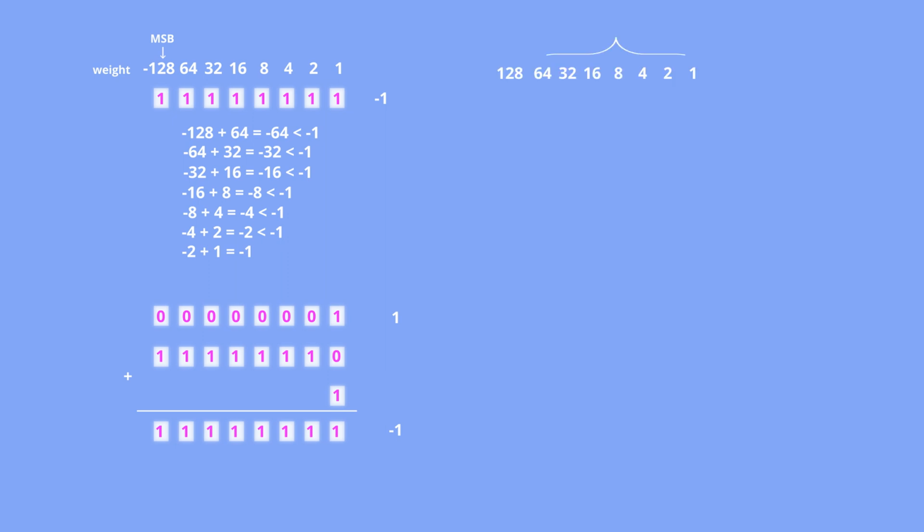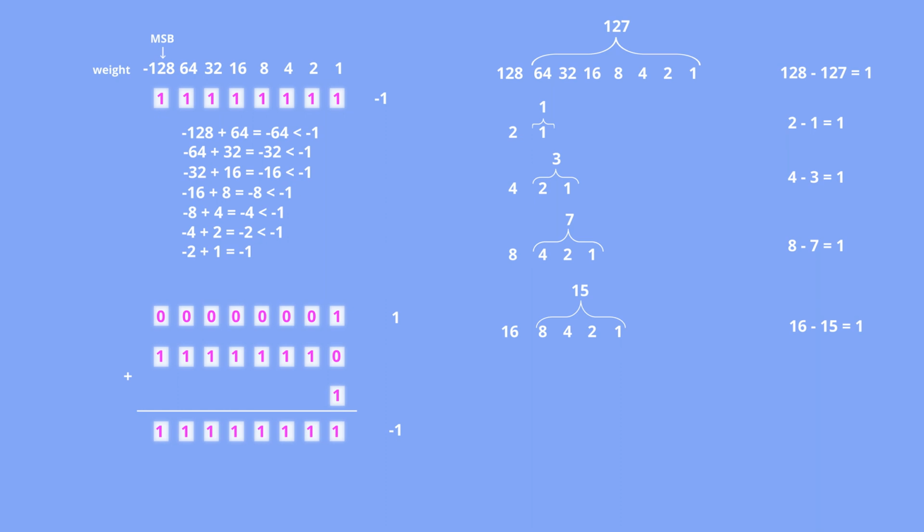The sum of all but the last weights is 1 less than the absolute value of the last weight. So 128 minus 127 equals 1. Actually, this is true for any number of bits starting from 2. Let's check. For 2 bits, for 3 bits, for 4 bits, for 5 bits, for 6 bits, for 7 bits, and so on.